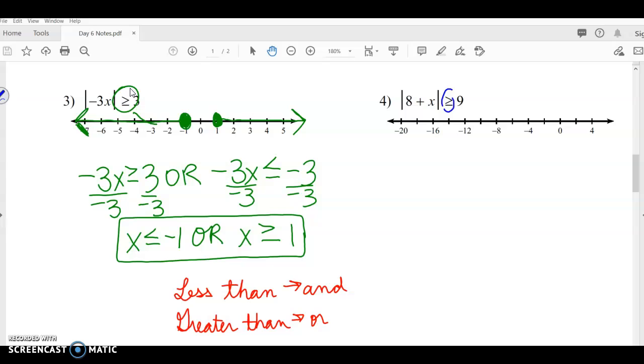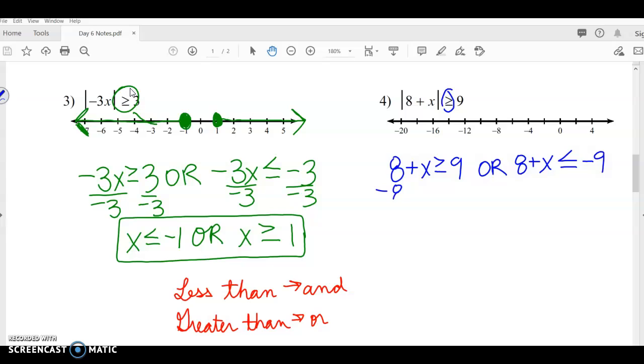So this next one is a greater than, so that's going to make an or, because you want your distance to be greater than whatever number you're talking about. So you need to keep moving further away. So we do 8 plus x greater than or equal to 9, or 8 plus x stays less than or equal to -9. So when you change the sign there on that second one, you also flip the inequality.